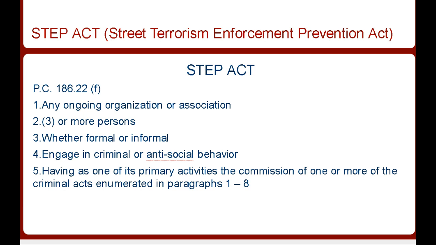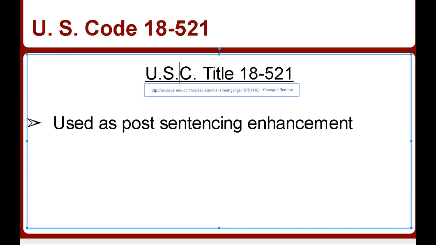So part of the requirements here for PC 186.22 is that you have, number one, an association or an organization. It's got to be the gang as a whole. And it's got to consist, and this is by California standards, 3 or more persons.